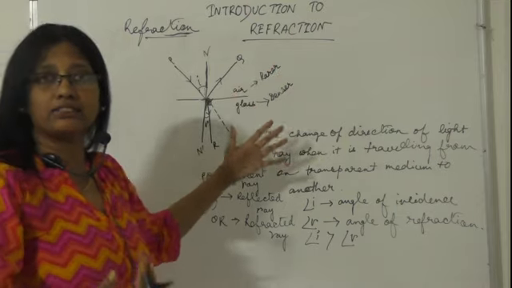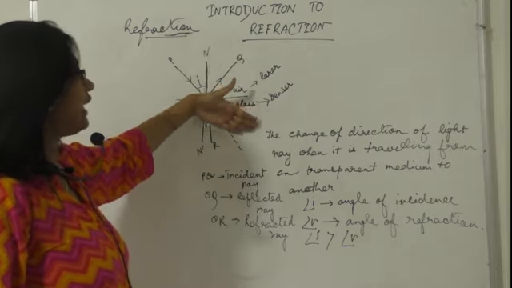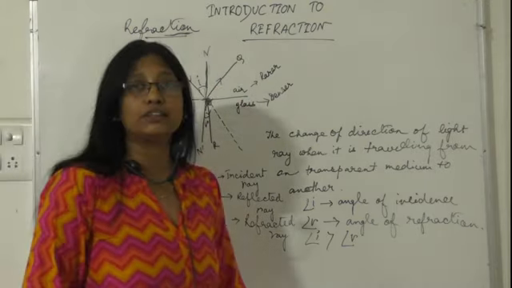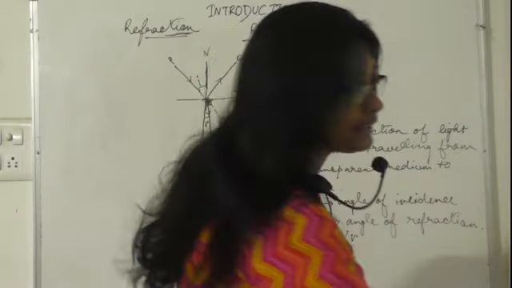But it can be vice versa. It can change also. Light can travel from denser to rarer also. In that case, what will happen? Let's see.